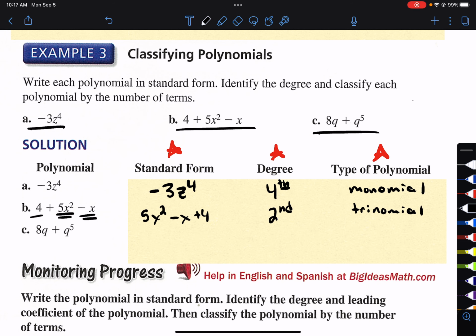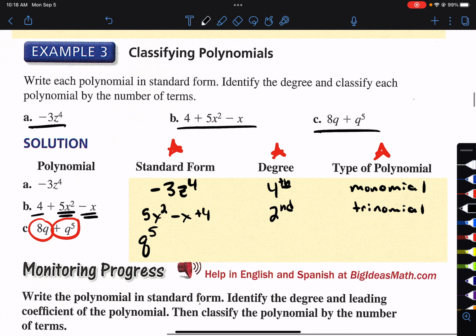So standard form of my next one, I have 2 terms. I have a plus q to the 5th and an 8q. So my largest term, my largest exponent is q to the 5th, and then I'm going to put plus 8q next. So this is a 5th degree polynomial. And what type is it? Well, there's 2 terms, so it's a binomial.